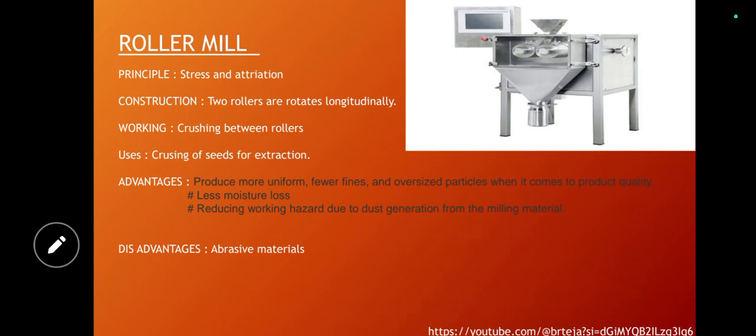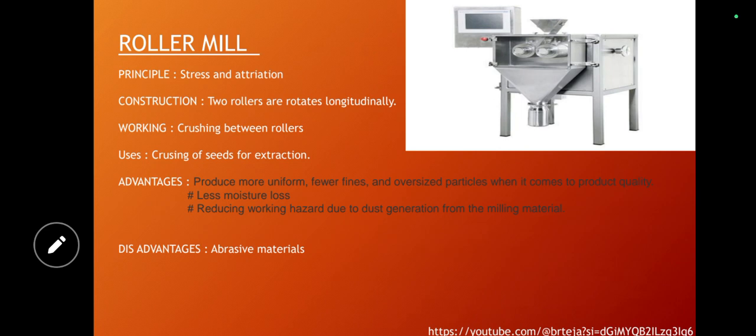Construction: two rollers rotate longitudinally. This is helpful in this equipment, the roller mill, where the two rollers rotate oppositely to each other, longitudinally.